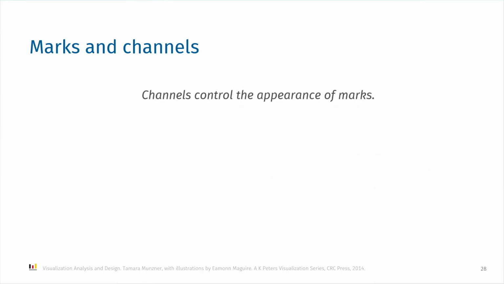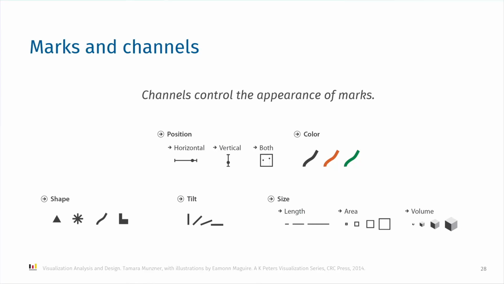So, channels control the appearance of marks. Here, you can see some of the many visual channels that we can use to encode information about a data point. These channels are mostly static, but there are also motion-oriented channels. Furthermore, some channels are more suited for some data types, but going into this would lead too far at this point.